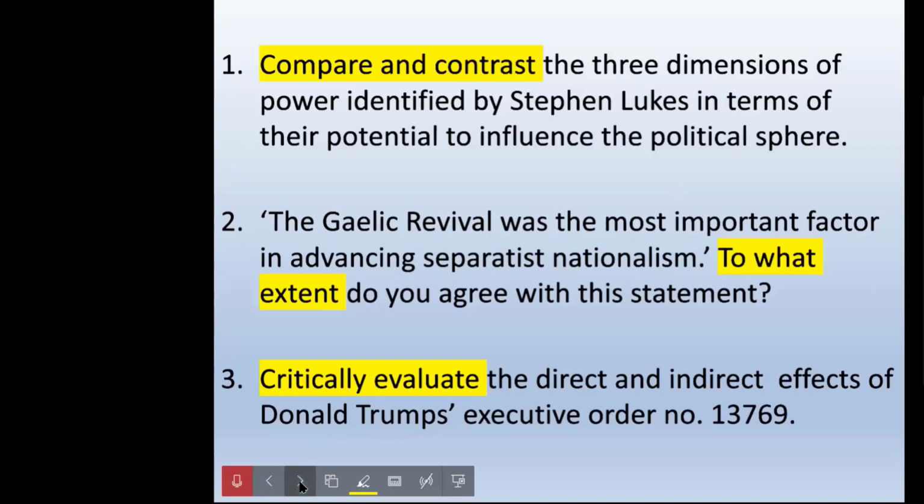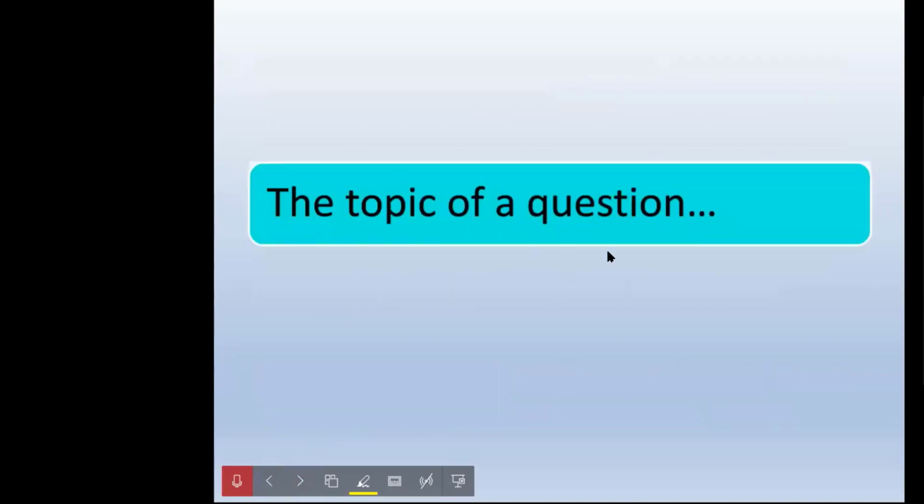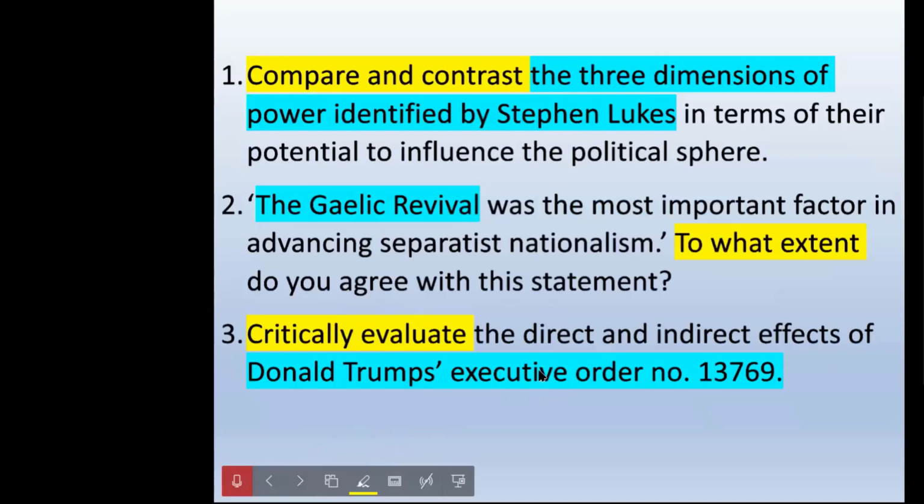So then we're going to look at the next part, which is the topic of the question. The topic of the question is a bigger thing. All questions have this big thing. The big thing in this question is the 3 dimensions of power identified by Stephen Lukes. Now, you don't need to understand what that was, we're not going to look at that, but I'm just saying that's the big bit. I'm able to establish that that's the topic and that's important.